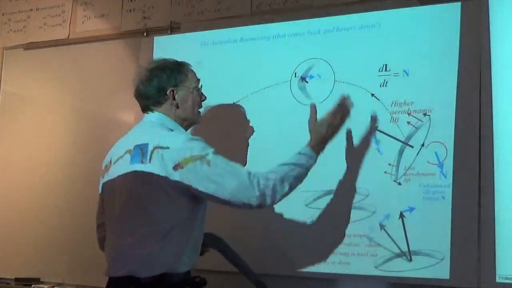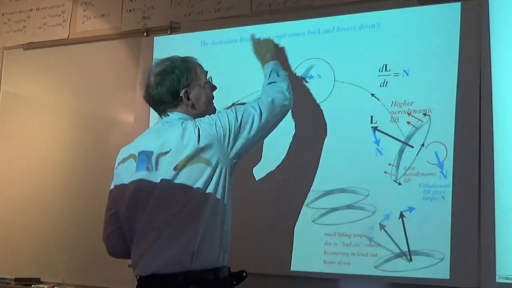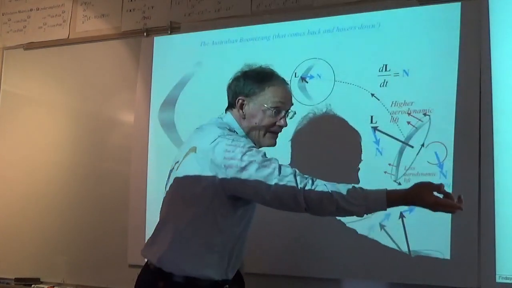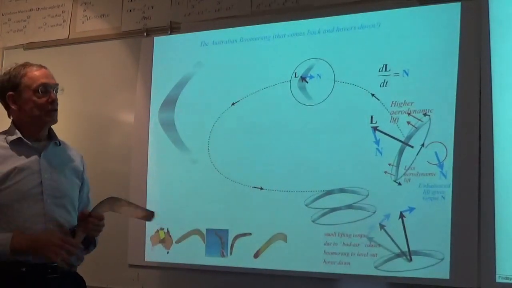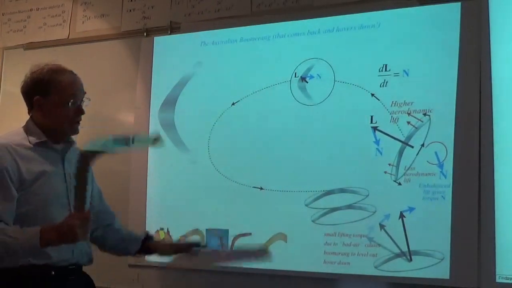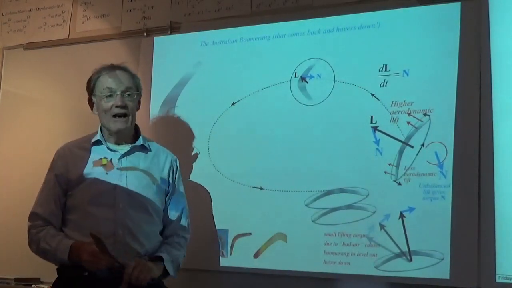So the boomerang can come back. If you have a three-bladed boomerang, it's immediately going to loop and then go the other way, and then loop back, you see. So three blades are really uncontrollable. Two blades, you can get it to do this. I thought you'd be interested in seeing that.